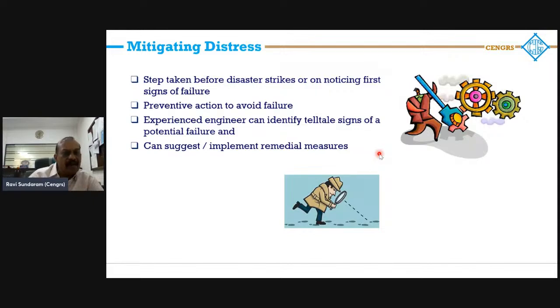So, when I'm talking about mitigating distress, I'm talking about steps which have to be taken before disaster strikes, or on noticing the first signs of failure. So once I realize that there could be a problem, if we can solve it right there, that would be the best. So you want to do preventive action to avoid failure. For this, what is important is that you have an experienced engineer. He can identify telltale signs of a potential failure and suggest and implement remedial measures.